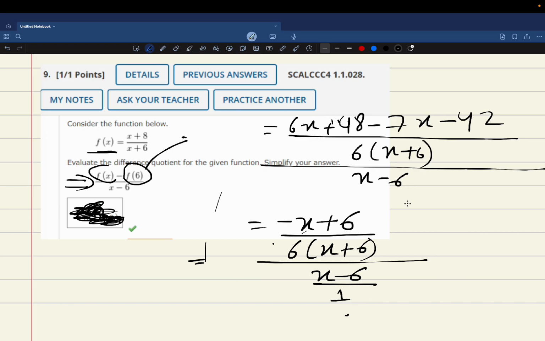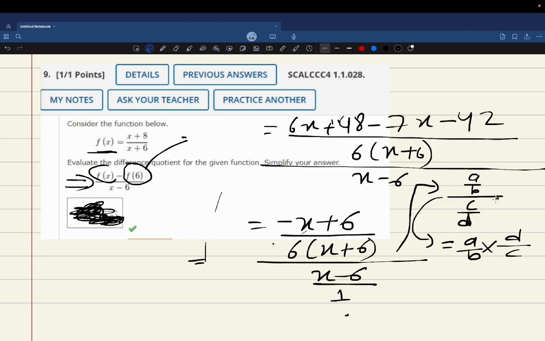Okay, so now another rule is, so I'll explain the rule so we can convert this into a simpler form. Okay, so the rule is, if you have a over b, and then again here, c over d, you can write this as a over b multiplied by d over c. So these both are the same. You can plug in values for a, b, c and d and try it in a calculator, and the result given by this and this will be the same. Okay, so this is a general rule.